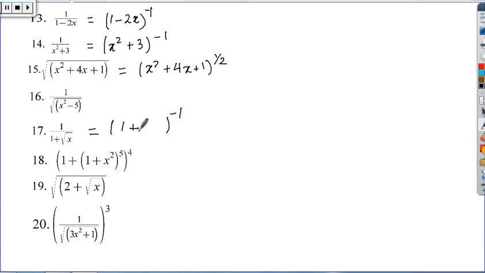But here again 1 plus square root of x can be written as (1 plus x) to the power of half. Right? And in question 18, if you have a very complicated function of another function, what you can do, let's say, let u be (1 plus x squared) to the power of 5. So then your y is going to be u to the power of 4, and you know what to do.